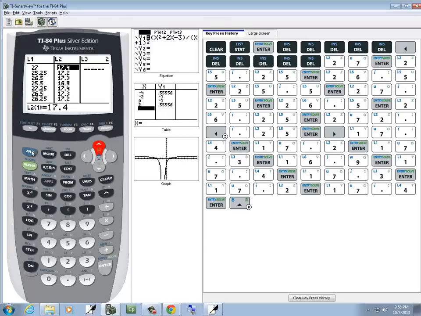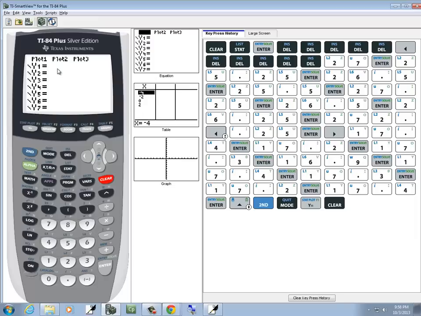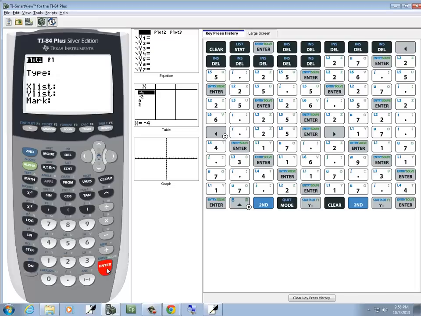I'm going to exit out, so I'll do second mode. I'm going to press Y equals. I probably have something on here from algebra or calculus or something, so I'm going to clear that out. I press clear. You don't want anything on Y1. Then we're going to do second, Y equals, and we're going to go into Plot 1. So I do enter on that.